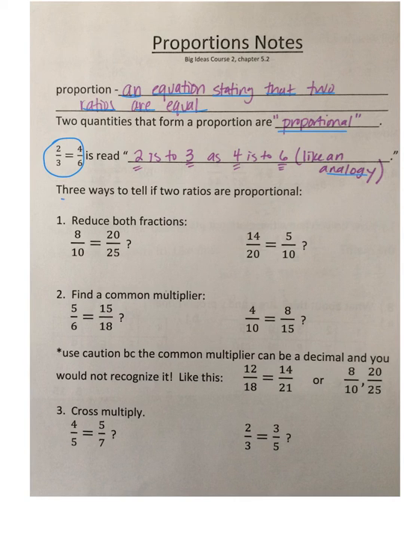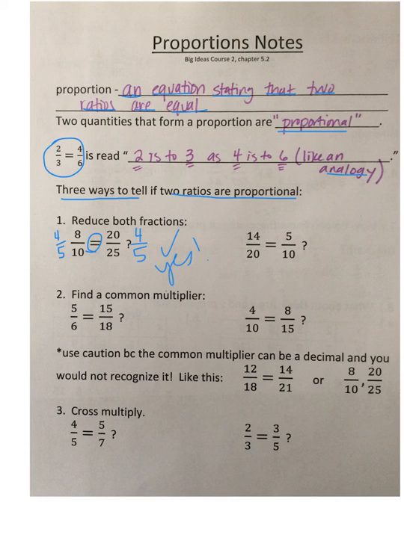3 ways to tell if two ratios are proportional. 1, you can reduce both fractions. 8/10, let's see, what does that reduce to? Well, divide both by 2 and that would be 4/5. If I divide 20 and 25 both by 5, that would also be 4/5. They are equal, and so yes, they are proportional.